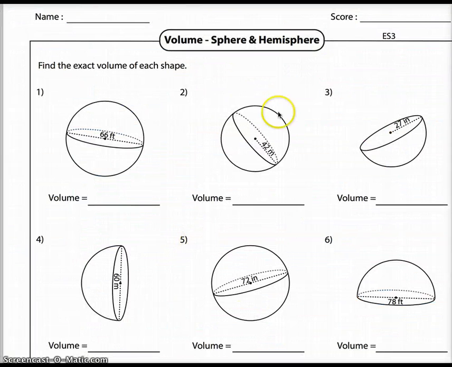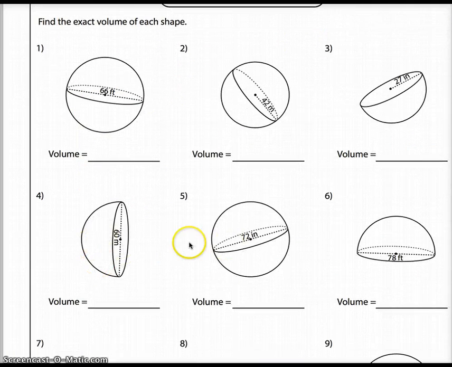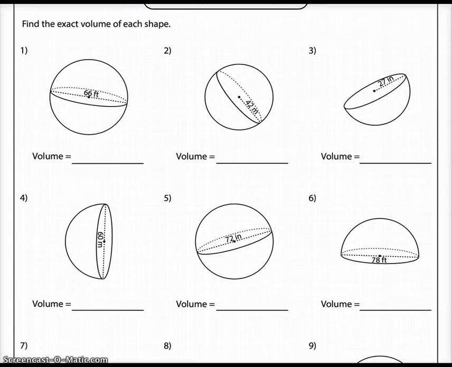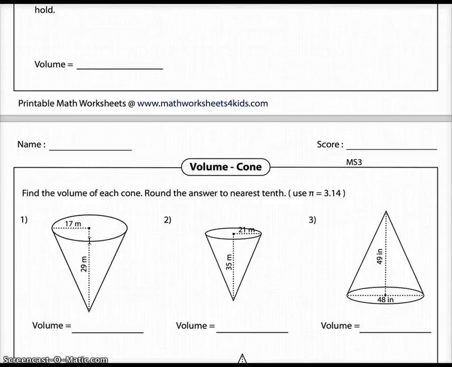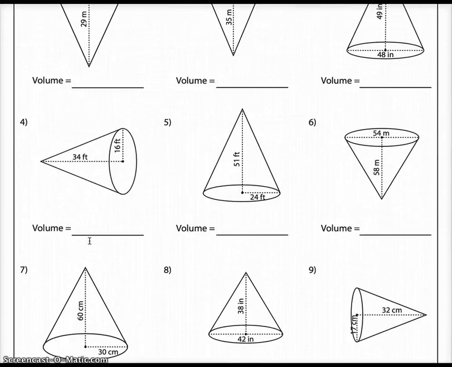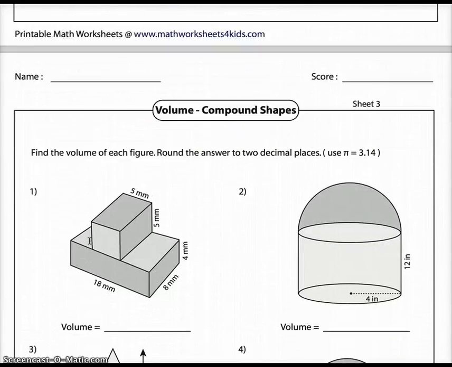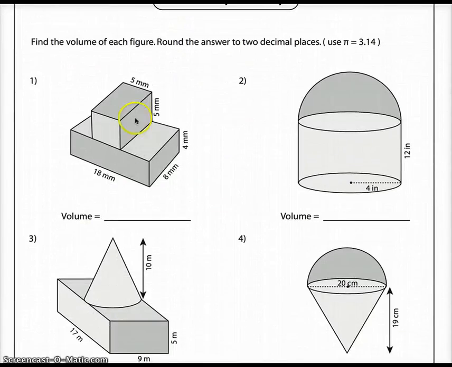Okay, so your homework will look like this. Volume of spheres and hemispheres. To find the volume of a hemisphere, half of a sphere, you do the same thing that you would do for a sphere, then you just divide it by 2. So essentially a hemisphere volume is the same equation as a cone. Here's some cones for you guys to do some practice. And lastly, compound shapes. These are just rectangles, rectangular prisms.